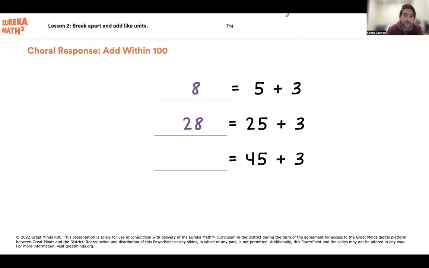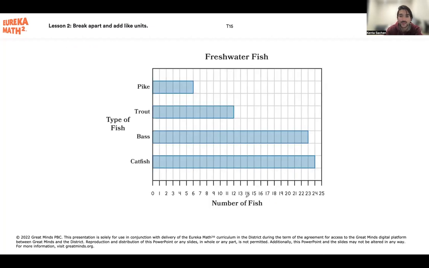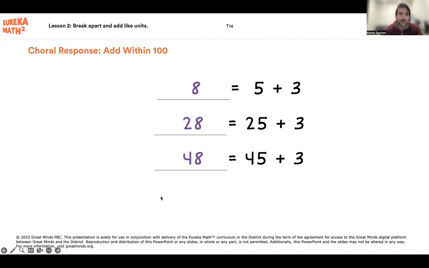Great. And 45 plus 3. We're getting some big numbers. 45 is 40 and 5 plus 3. Frida? Great, 48, right? 5 plus 3 is 8, plus 40 is 48. Nice work.